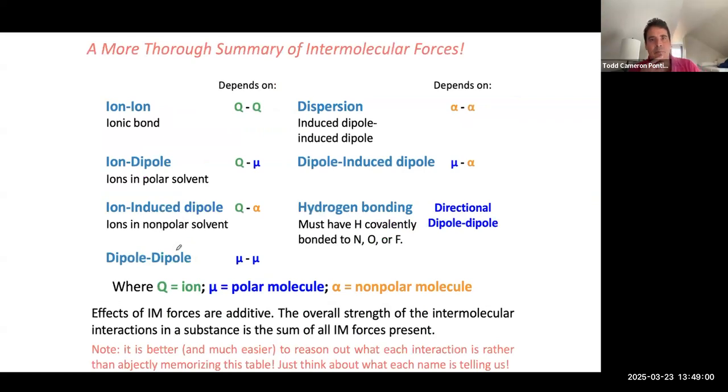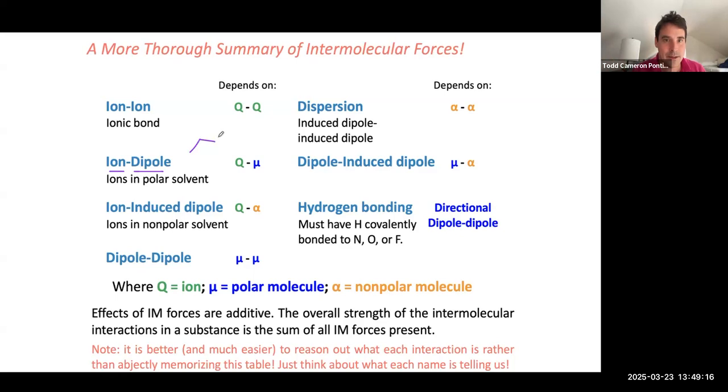And then a more thorough summary of intermolecular forces. I don't necessarily recommend memorizing this. Just think about what's happening. Each of these tells us something. So ion-ion means you have two ions interacting, hence an ionic bond. Ion-dipole is where you have an ion interacting with a dipole.